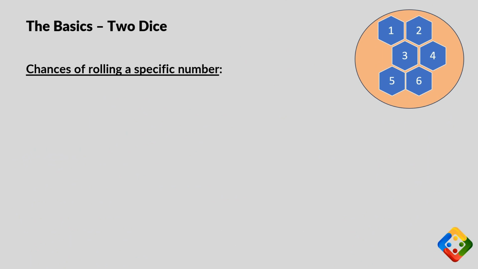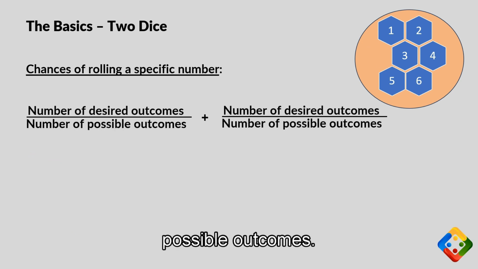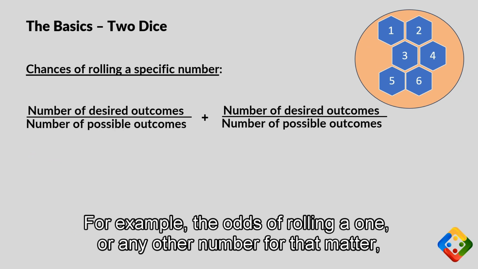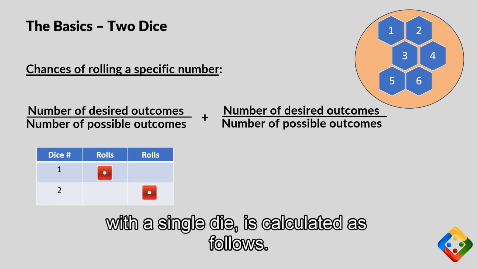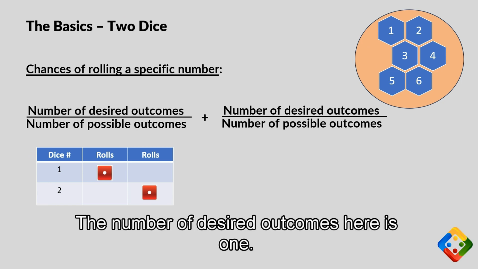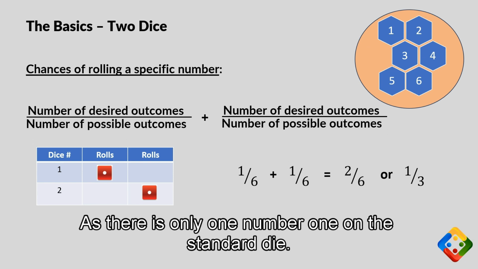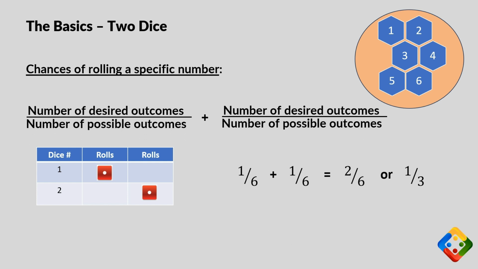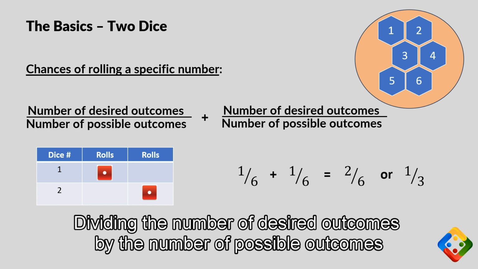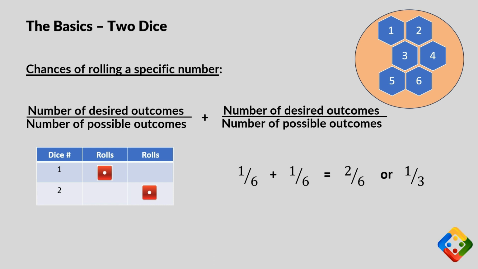To calculate probabilities, we need to know the number of desired outcomes and divide it by the number of possible outcomes. For example, the odds of rolling a 1, or any other number for that matter, with a single die is calculated as follows. The number of desired outcomes here is 1, as there is only one number 1 on the standard die. The number of possible outcomes is 6, as there are 6 numbers on the standard die. Dividing the number of desired outcomes by the number of possible outcomes gives us 1/6 for both dice.